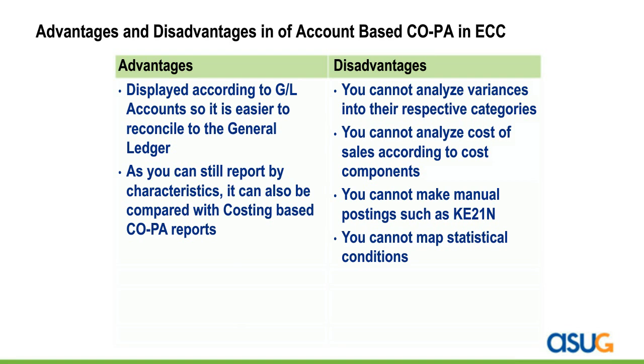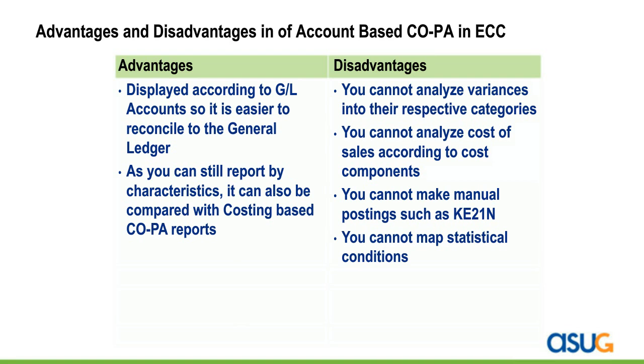But if you have COPA saying one thing and the GL saying one thing, it causes confusion. You lose the reliability and confidence in these reports, and it's just not good generally. So reconciliation to the GL is huge.